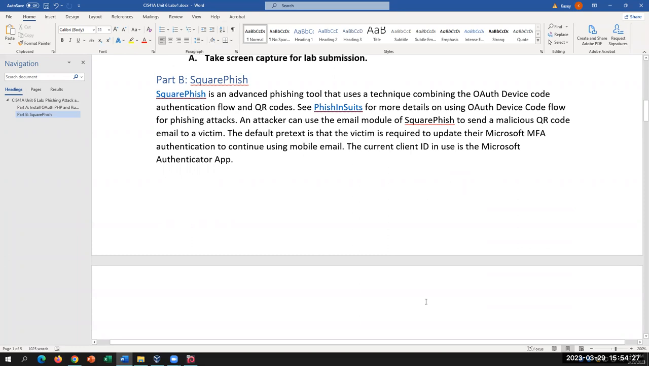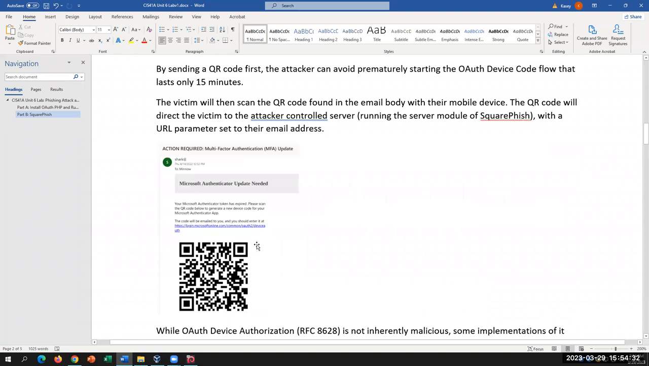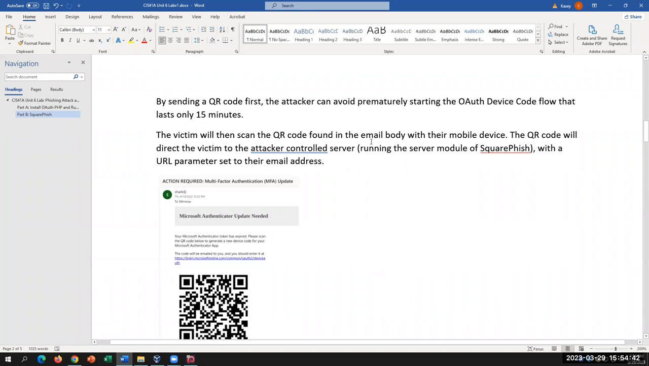So it's going to look like this. I took this from their website, or their Git. When they scan the QR code, they get the email body on the mobile device. The QR code then directs the victim to your control server. We don't have a full server up, but I can show you where you can put that information in, and then you use the URL parameter to set up the email address.